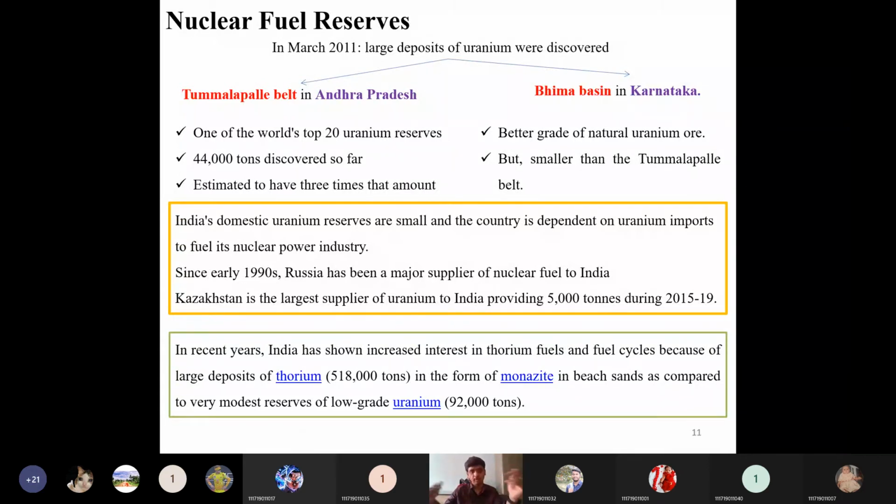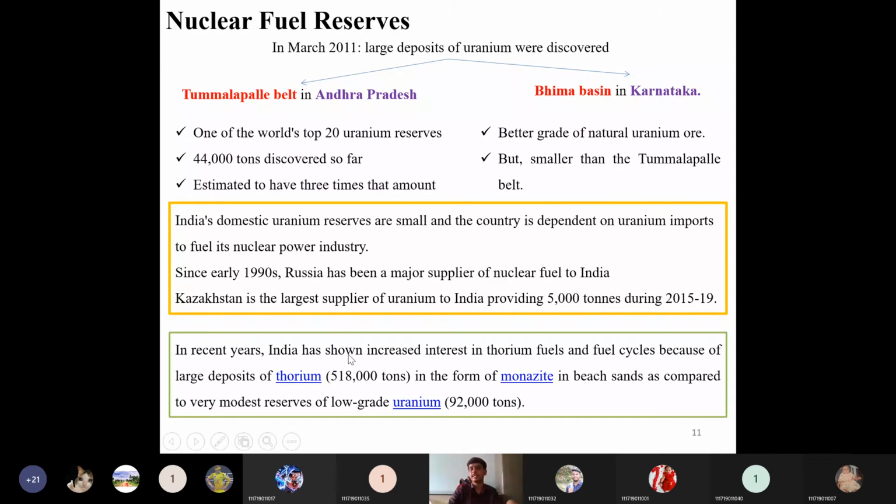We have a secondary ore, a low quality, low grade ore that we have to purify. We have to be advanced in that field, purification, concentration, and everything. But right now we are importing nuclear fuel from other countries like Russia and Kazakhstan.